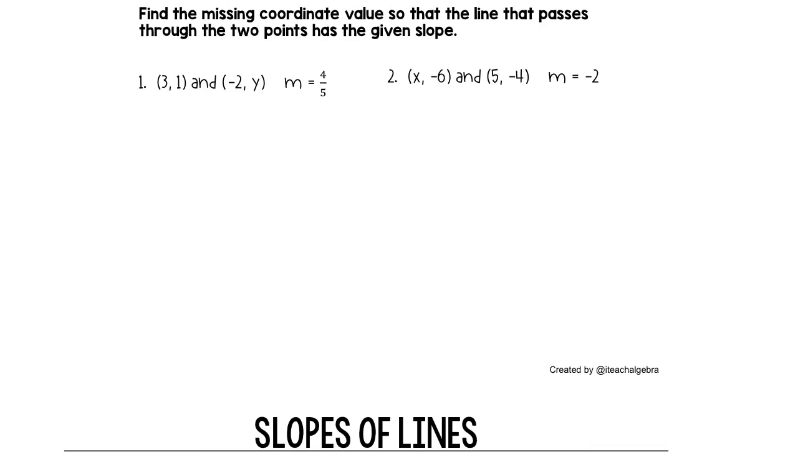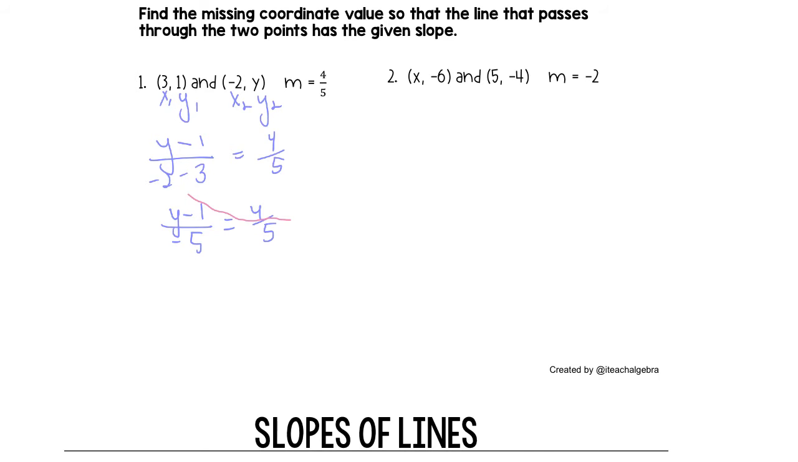Now we're going to use the same slope theory and find the missing coordinate value so that this line that passes through the 2 points has the given slope. So let's go ahead and label our points just like we did. But now we know that y2 minus y1 over x2 minus x1 equals 4 over 5. Let's simplify where we can. Can't simplify y minus 1. Negative 2 minus 3 is negative 5. And that's going to equal 4 over 5.